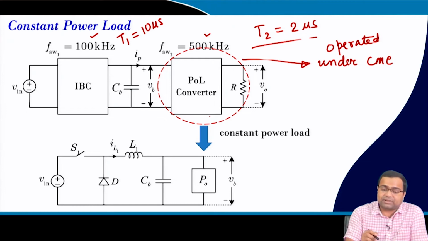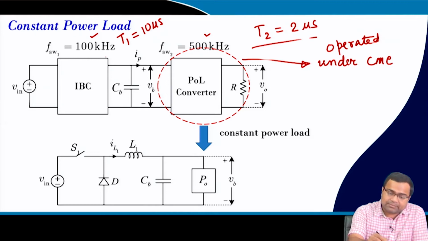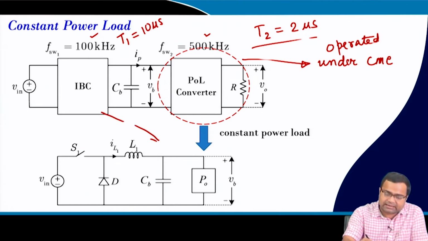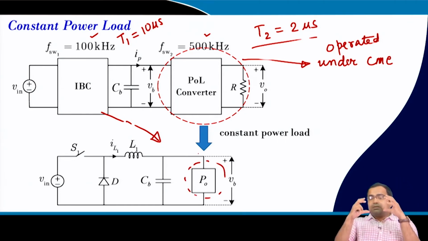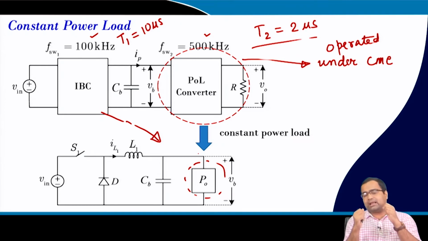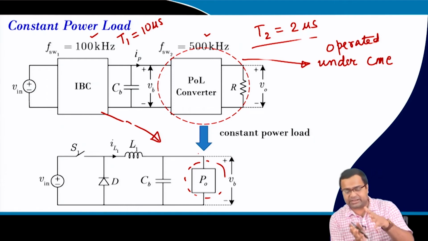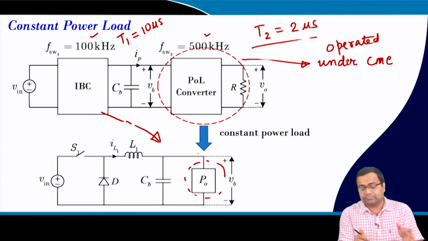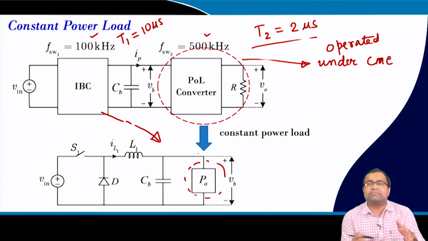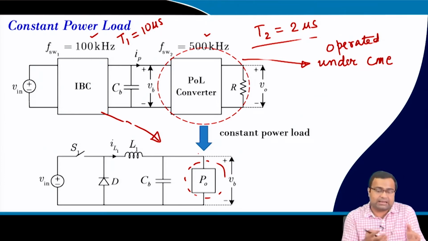Before we go to the simulation, it is well reported in the literature that this two-stage architecture can sometimes be simplified by keeping the IBC here and replacing the POL by a constant power load, because the POL is operated at a higher switching frequency using current mode control. So it is very tightly regulated, and that is why the IBC will see it like a constant power load. If the IBC is driving a constant power load, there can be a negative incremental impedance effect, and that may lead to a stability problem.